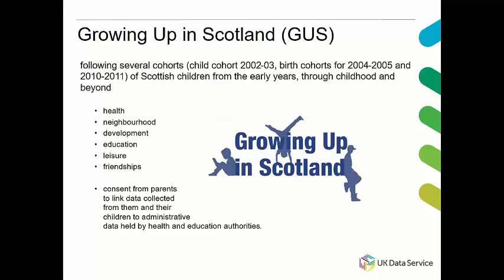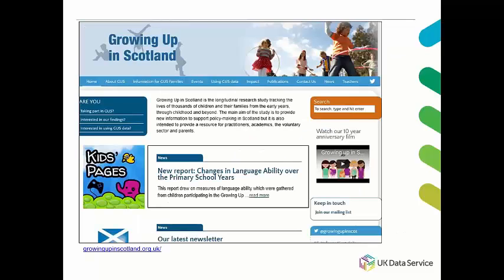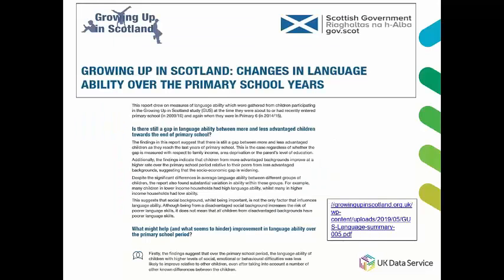Another one is Growing Up in Scotland, another longitudinal study. And as it says, it follows several cohorts of Scottish children from the early years through childhood and beyond, and focuses on health, neighborhood development, education, leisure, friendships. And there's also consent sought from parents to link data collected from them and their children to administrative data held by health and education authorities. So in the past, they have, for example, focused on changes in language ability over the primary school years. That was a huge topic.